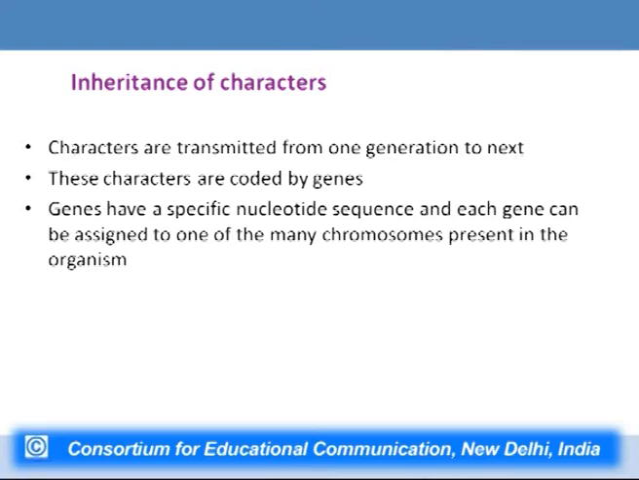Each gene can be assigned to one of the many chromosomes which are present in the organism. Each organism species has a different chromosomal complement number or complement group system, and specific genes can be assigned to specific chromosomes in each organism. There have been detailed studies of the genes and the chromosomes of humans, and specific genes have already been assigned to specific chromosomes in human beings.